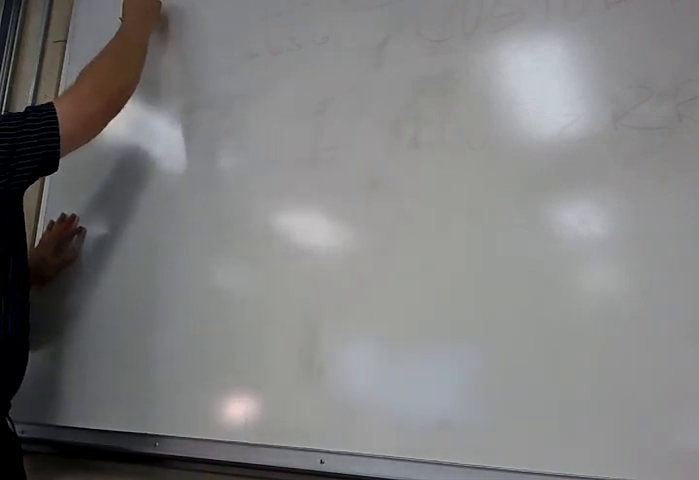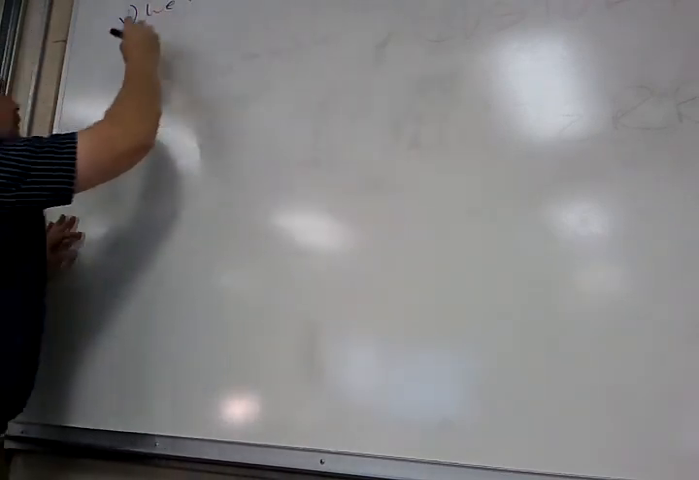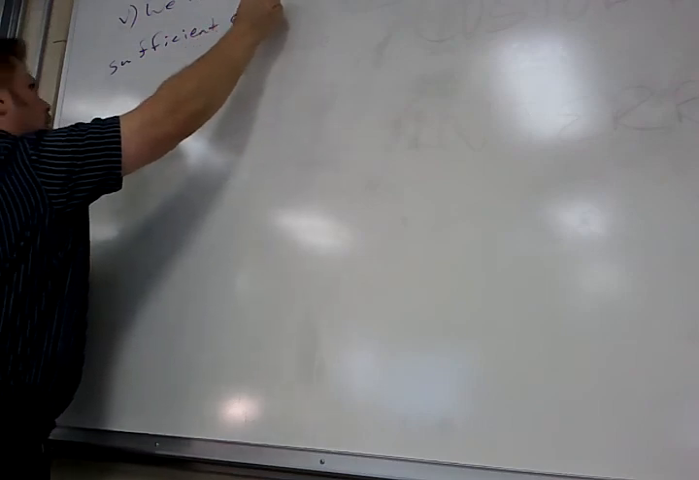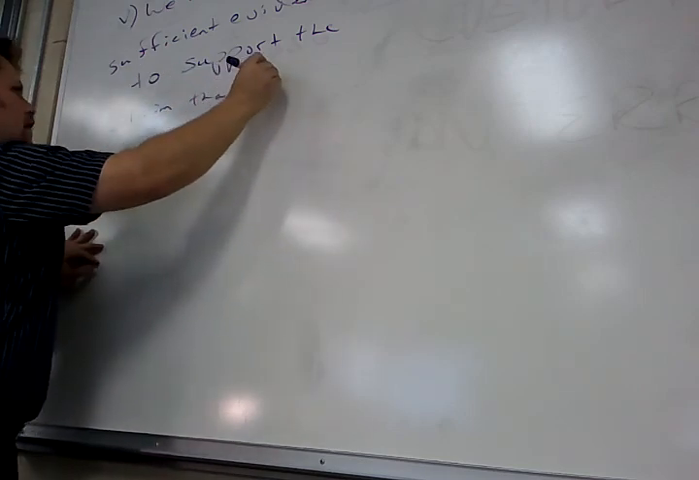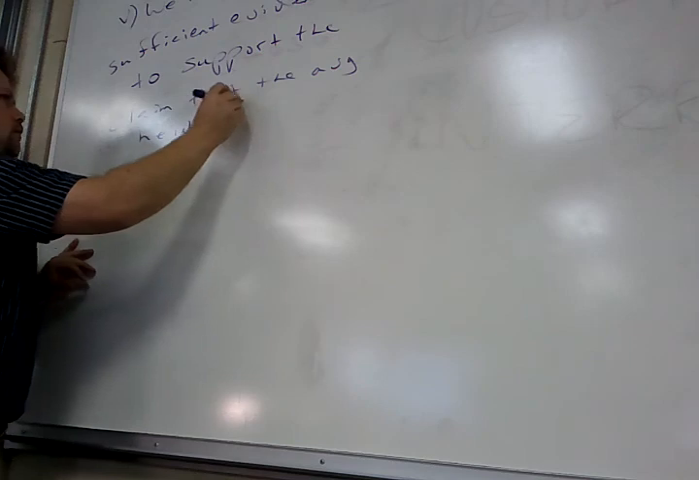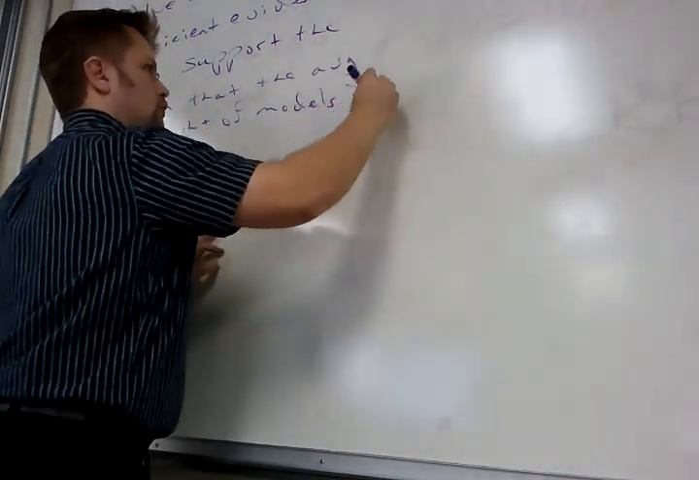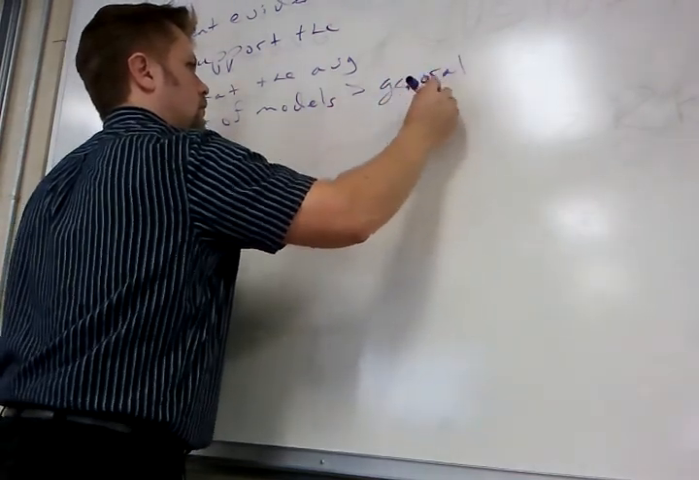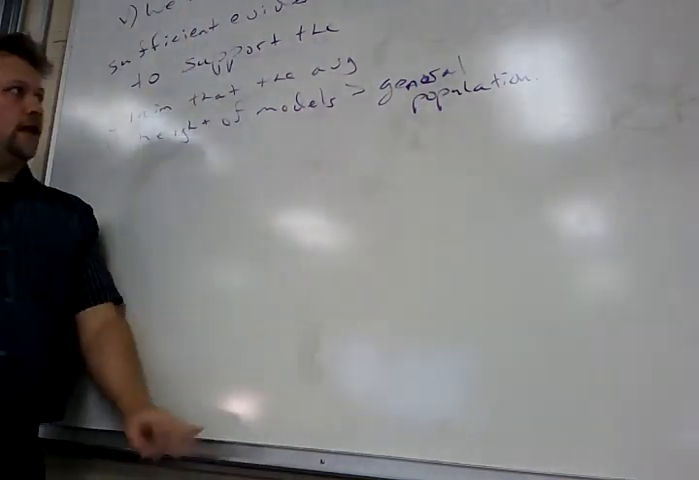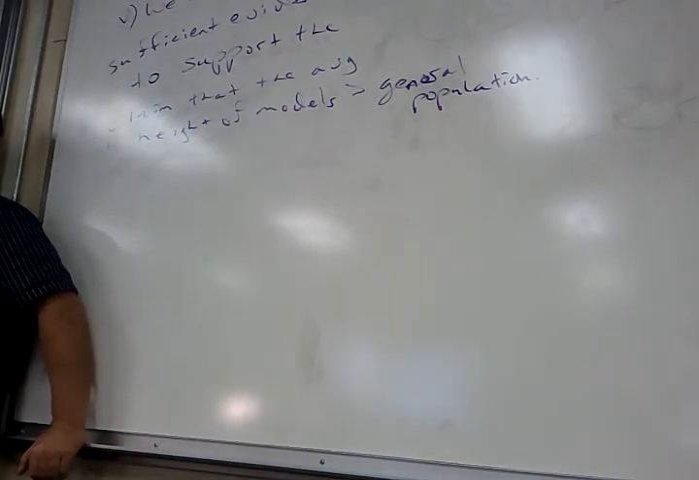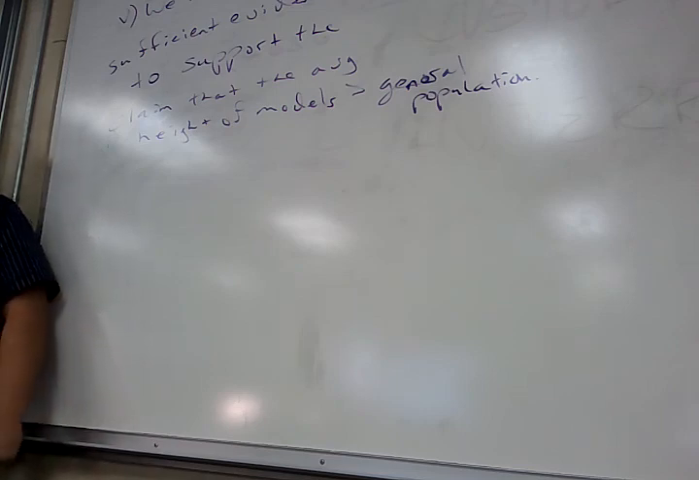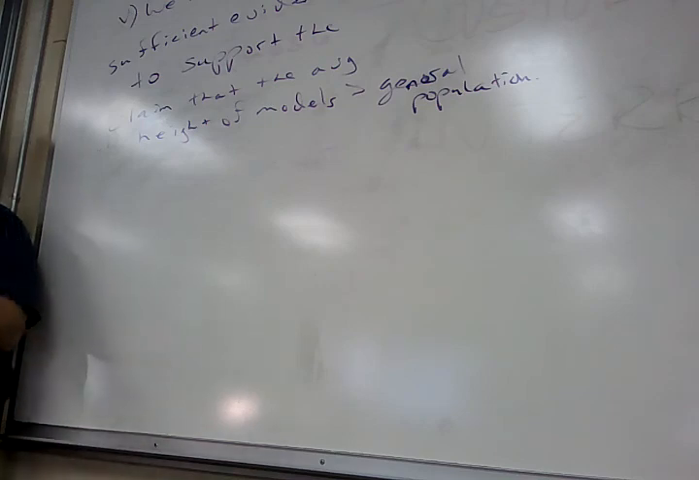What I was taught, what I always just say, no matter what the book says, is this. In this case, we have found sufficient evidence to support the claim that the average height of models is greater than the general population. Or you could say the average height of models is more than 63.6 inches. As long as you come back to the idea, physically what's going on with this, I like it. Don't just say, we found sufficient evidence to support the claim, period. No, what's the claim? Tell me. Right.